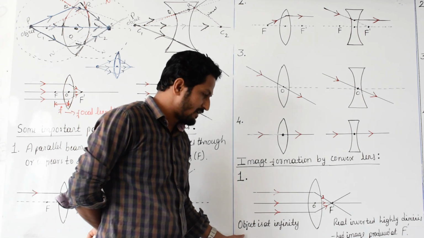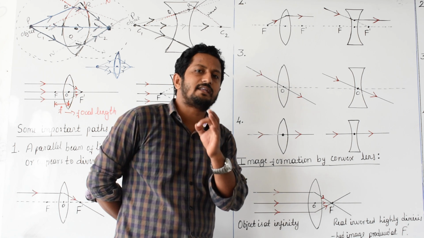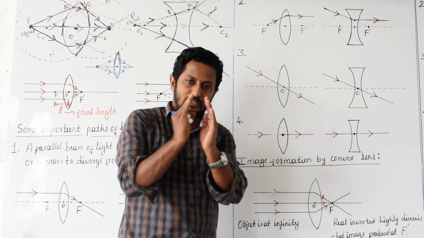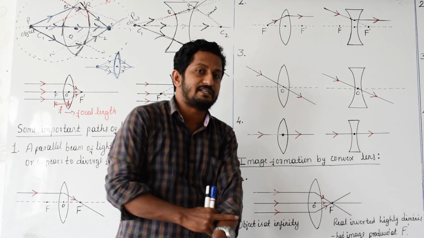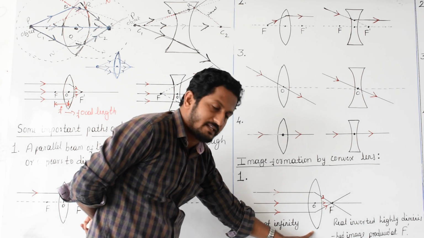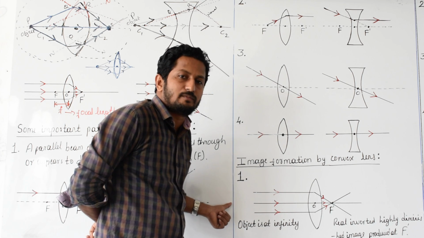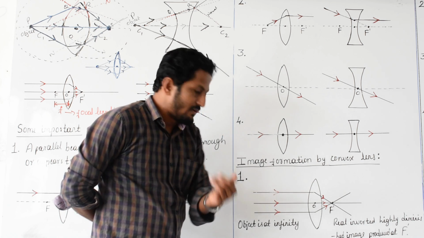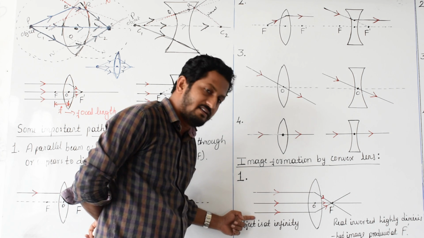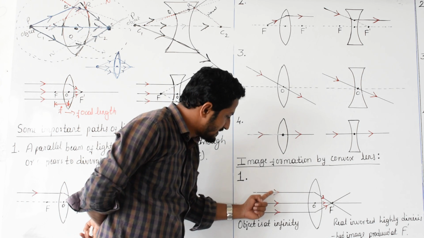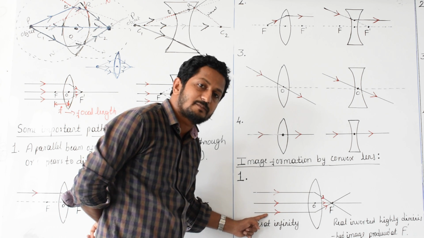Alright. Now look here. I mentioned object is at infinity. Try to understand. When the object is at infinity with respect to that biconvex lens, where is that lens going to produce the image? Look here. In front of this biconvex lens, we have placed the object at infinity. From that object which is at infinity, we have taken three light rays, and those three light rays are parallel with respect to each other.